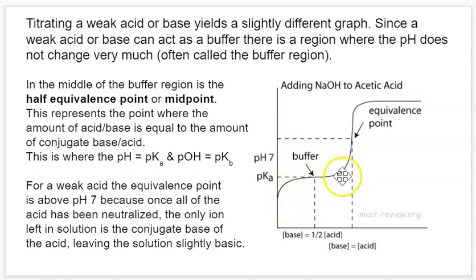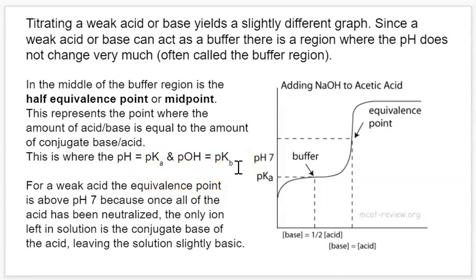So this buffer region also has an important point in it. Our equivalence point was when our acid and our added base, or our base and our added acid, are in equal concentrations. And there's another point in the middle of the buffering region called the half equivalence point, or midpoint. This is where the original acid and its conjugate base are in equal proportions, or an original base and its conjugate acid are in equal proportions. And this is also where the pH is equal to the pKa, or the pOH is equal to the pKb.